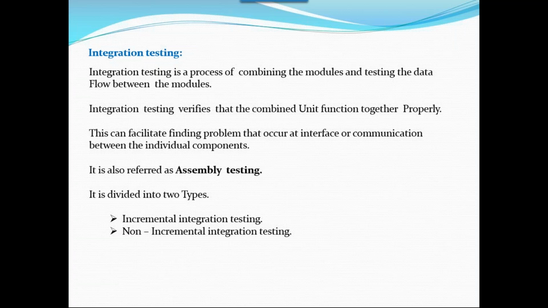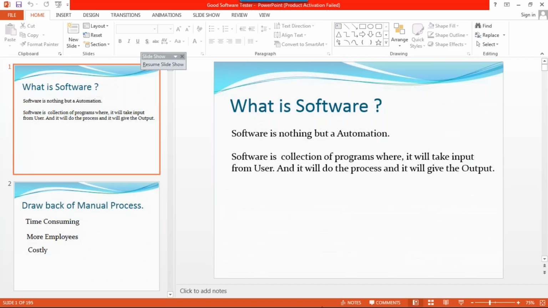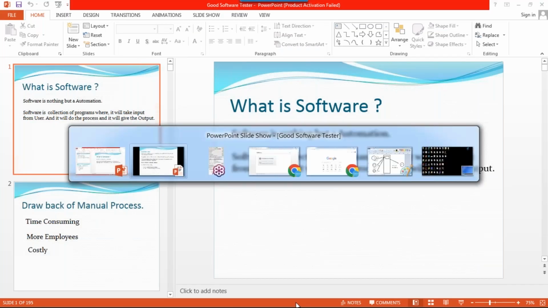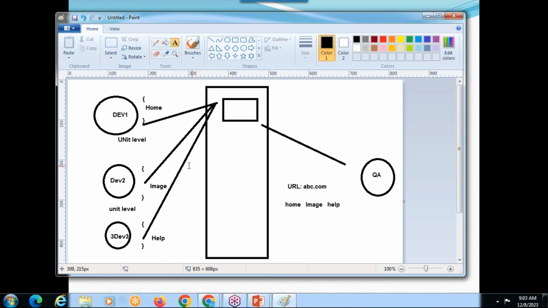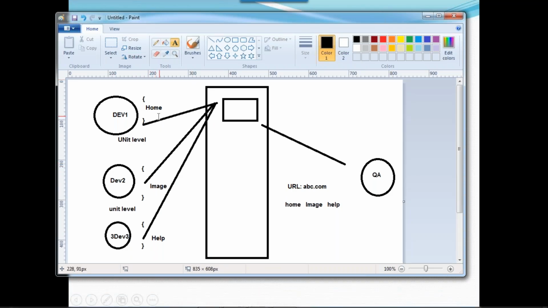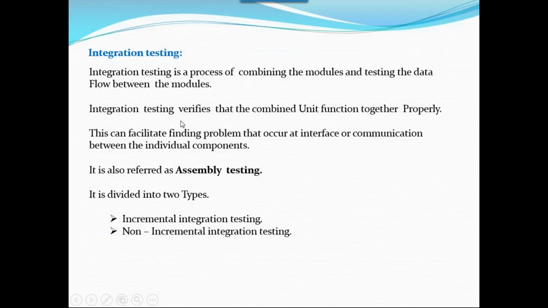Integration testing verifies that combined unit functions work together properly or not. Unit function means what? Just now we discussed. This is one unit function, and this is one unit function. Now what we are doing is checking whether these two unit functions work together properly or not. That is what it is saying. Integration testing verifies that combined unit functions work together properly. This can facilitate finding the problems that occur in interface or communication.